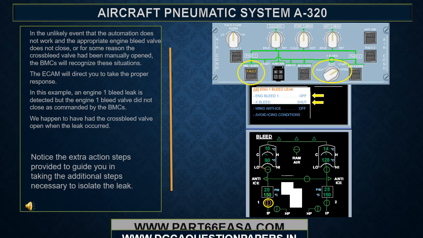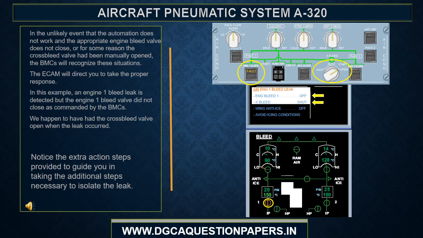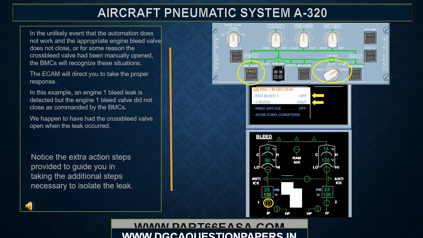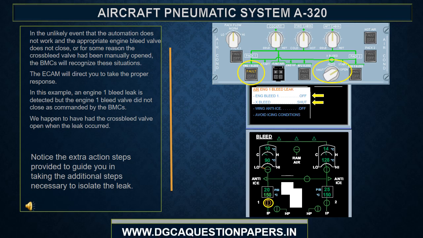In the unlikely event that the automation does not work and the appropriate engine bleed valve does not close, or for some reason the cross bleed valve had been manually opened, the BMCs will recognize these situations. The ECAM will direct you to take the proper response. In this example, an engine 1 bleed leak is detected but the engine 1 bleed valve did not close as commanded by the BMCs. We happen to have had the cross bleed valve open when the leak occurred. Notice the extra action steps provided to guide you in taking the additional steps necessary to isolate the leak.